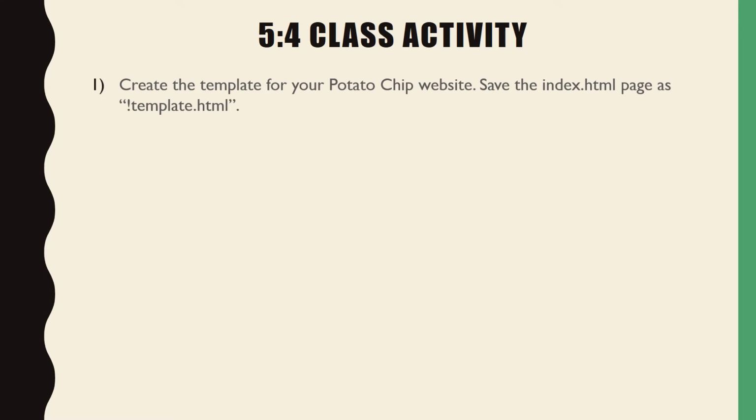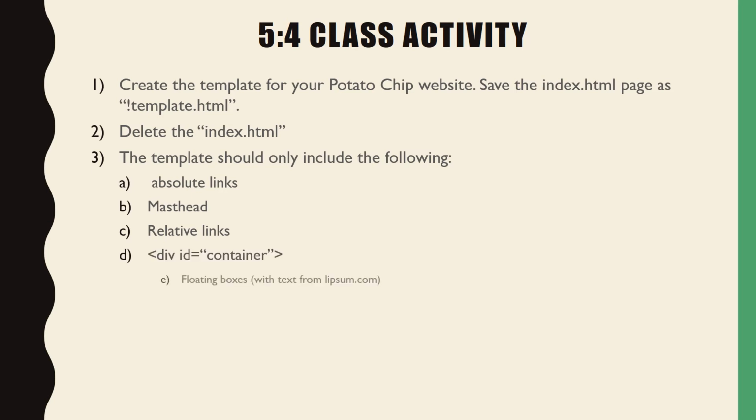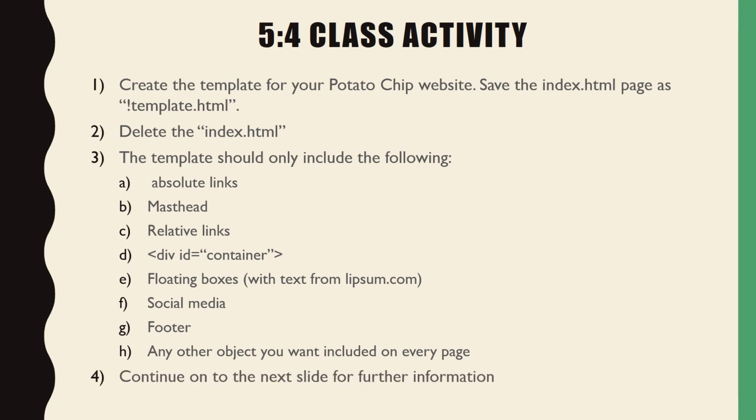Congratulations, you have just finished part 4. Create the template for your potato chip website. Save the index.html page as !template.html. Then delete the index.html page. The template should only include the following: the absolute links, the masthead, relative links, the div container tag, floating boxes, social media, and the footer. Any other objects you want to include that'll be on every page. Then continue on to the next slide for further information.